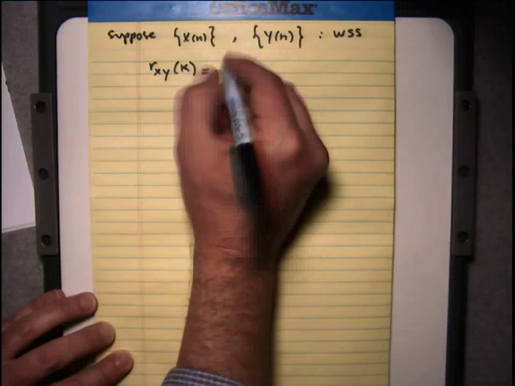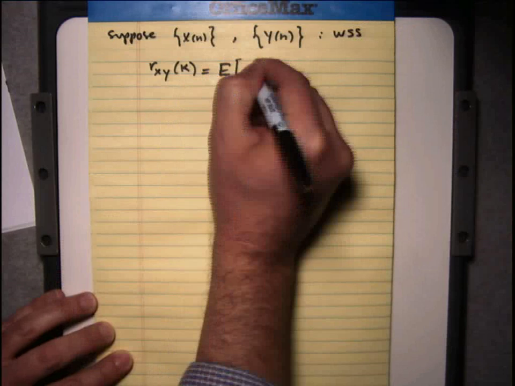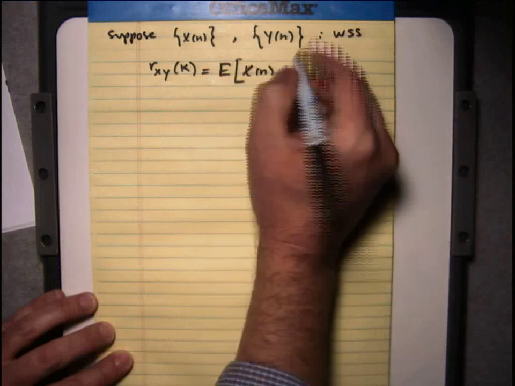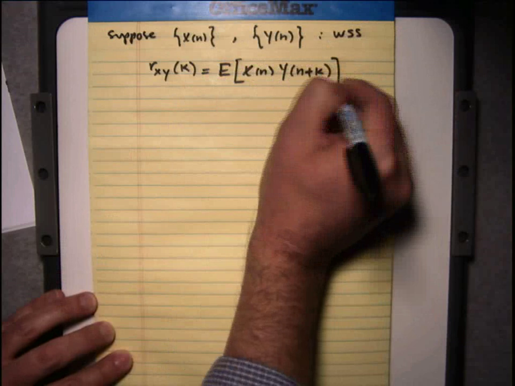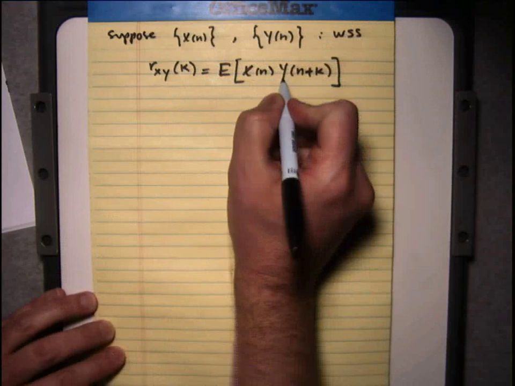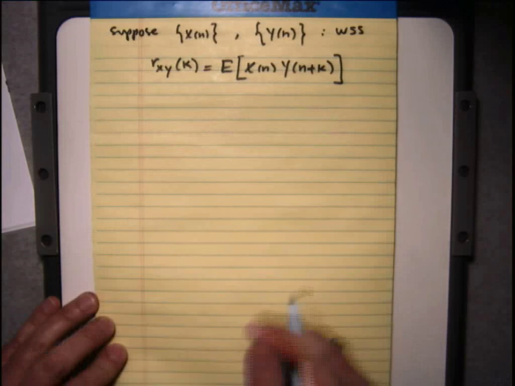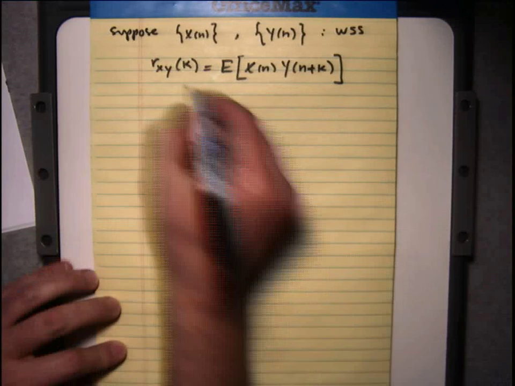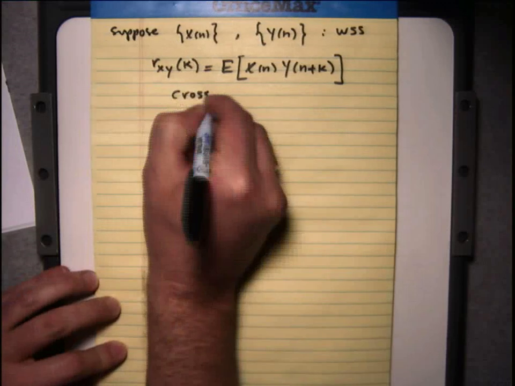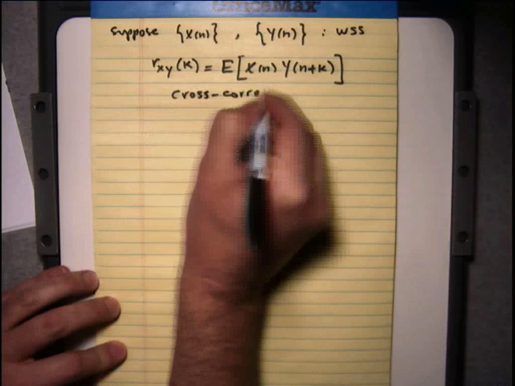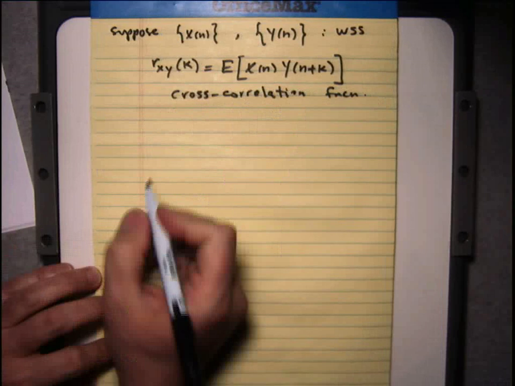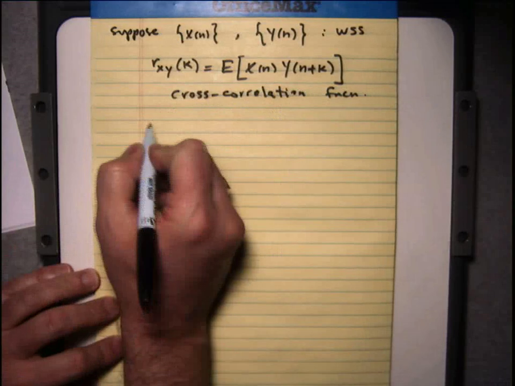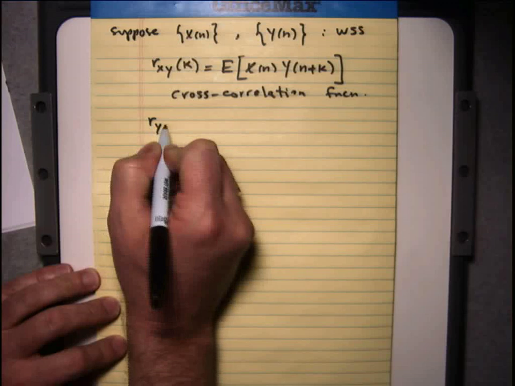This is going to be the expected value of x of n, y of n plus k. So the second one is not x anymore, it's y. It's the other random variable. So this is called the cross correlation function. Okay?